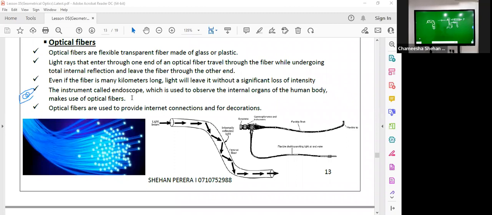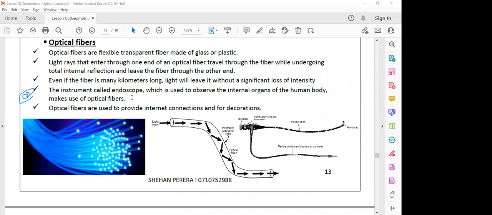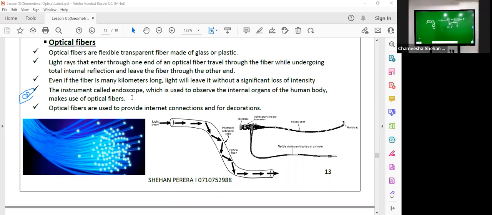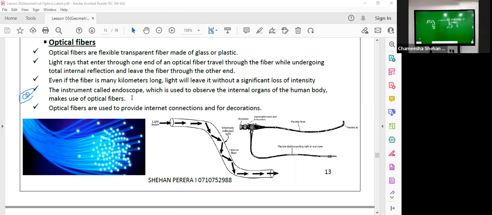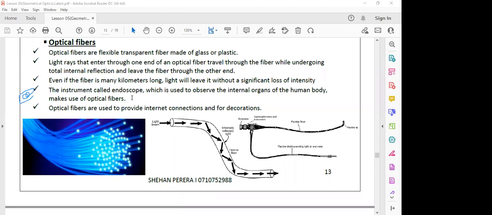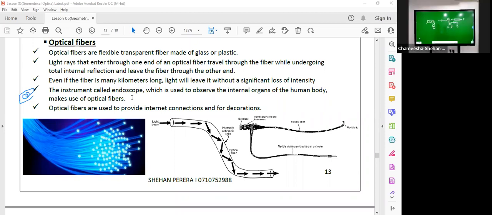Okay, great. Next one. Even if the fiber is many kilometers long, light will leave it without a significant loss of intensity. The instrument called an endoscope, which is used to observe the internal organs of a human body, makes use of optical fibers. That's very important. Endoscopes are made using optical fibers. So just highlight endoscopes. That's enough. Next one. Optical fibers are used to provide internet connections and for decorations. Okay, that's great.